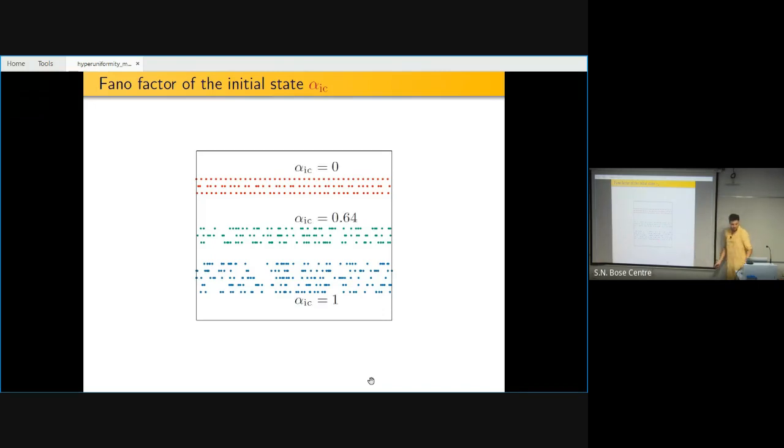So what are these? The first 3 correspond to alpha equal to 0. If you look at the first line, this is the equispaced initial condition. In the second line and third line, I have just given a little bit of random displacement to the position of each particle.